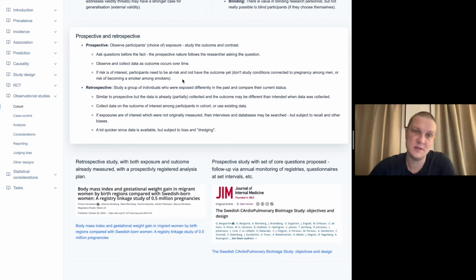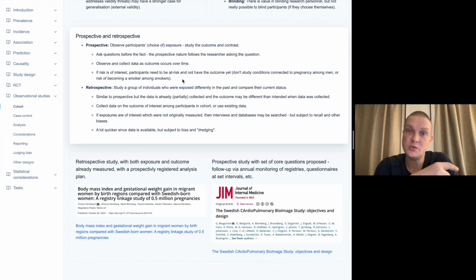A retrospective study, on the other hand, is a study of a group of individuals who were exposed differently in the past and compare their current status. It's similar to a prospective study, but the data has already at least partially been collected. And the outcome may be different than the one that was intended in the prospective study. So you collect data on the outcome of interest among participants from a cohort where the data already exists, or you could use participants from a cohort and measure new outcomes among them.